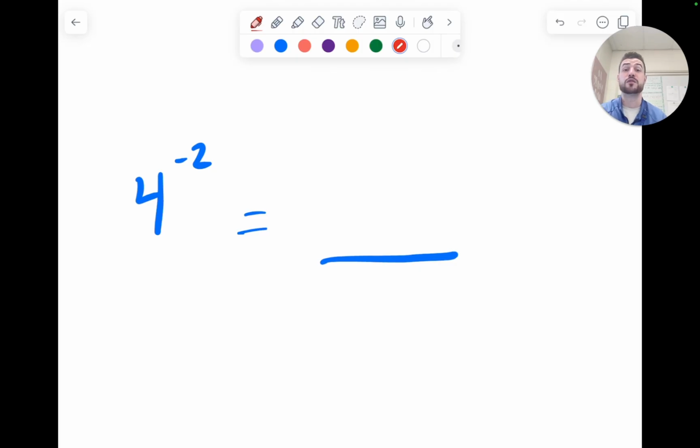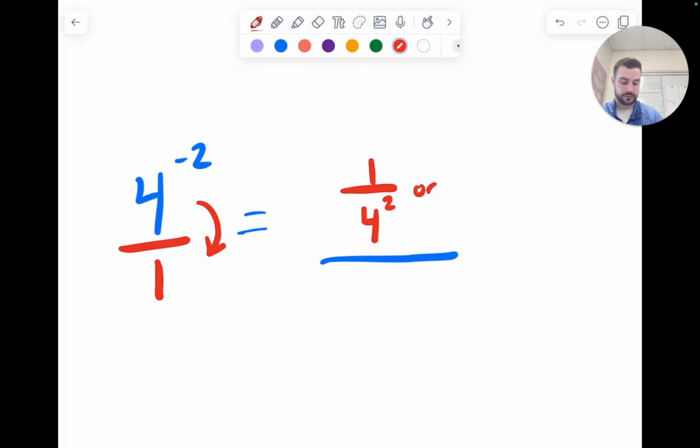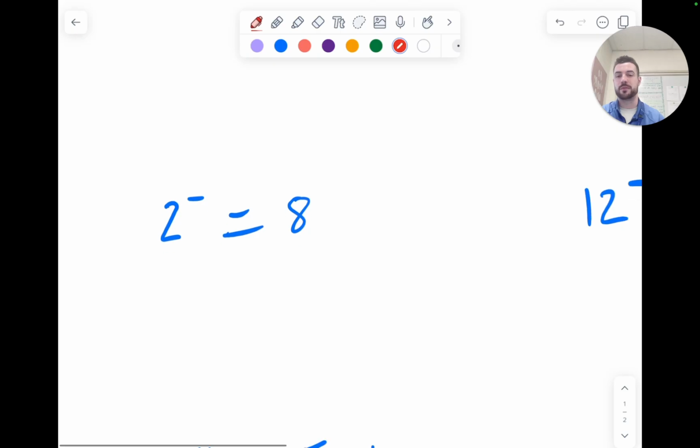Now, negative exponents are not something we typically deal with. However, in order to get rid of our exponent that is negative, we need to remember that 4 is really 4 over 1. So to get rid of our negative, we move the value with the negative exponent to the denominator, or vice versa if it already is in the denominator. So this would become 1 over 4 squared, or 1 over 16.